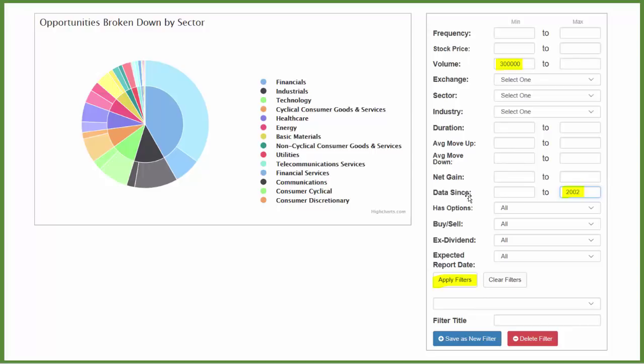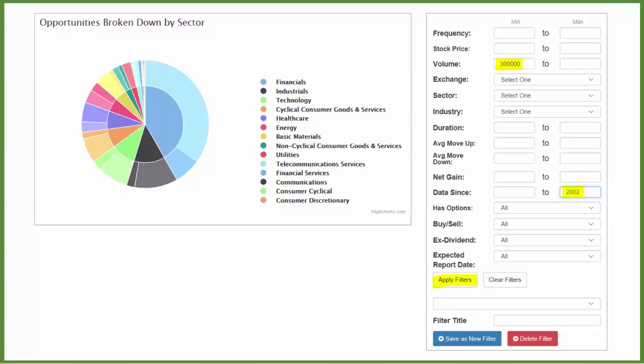Then I'm going to do data since 2002, because we do list opportunities that only go back to maybe 2007, 2008, 2009. Generally, I want a little more information than just the most recent, so I require data since 2002 minimum. That will give me all opportunities that started on or before 2002. I have to put that 2002 in the second box. Then I'm going to come down here and hit apply filters.